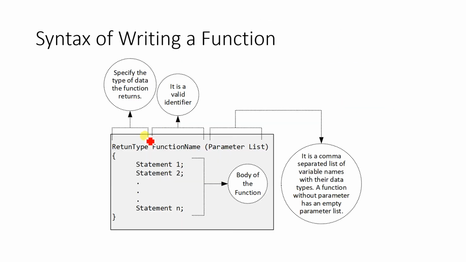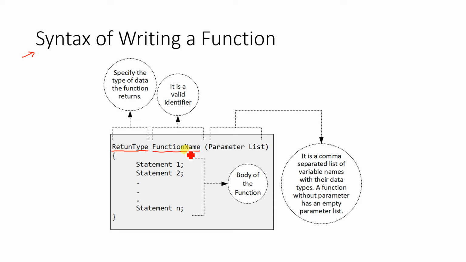So this is what the syntax of writing a C function looks like. This is the box showing the syntax of the C function, and here you can notice that the syntax contains these parts. The first part is your return type. You need to specify what the function is going to return after executing all the statements. Then you need to write a function name.